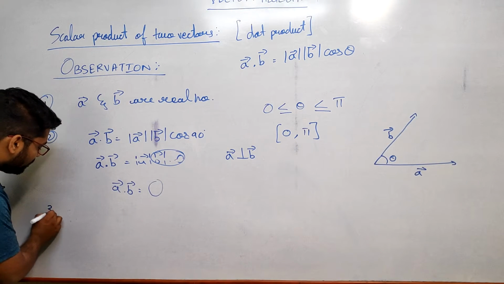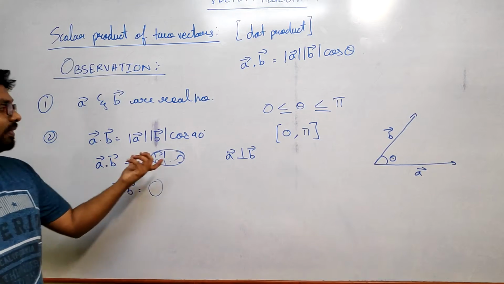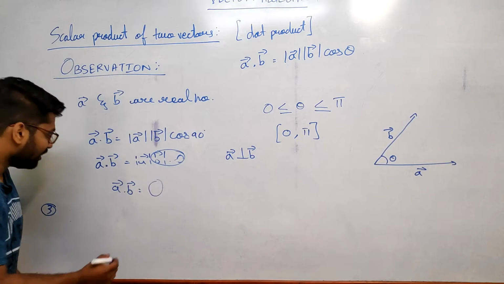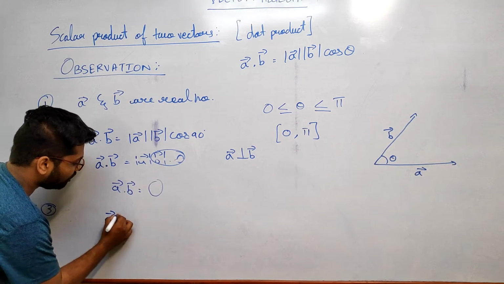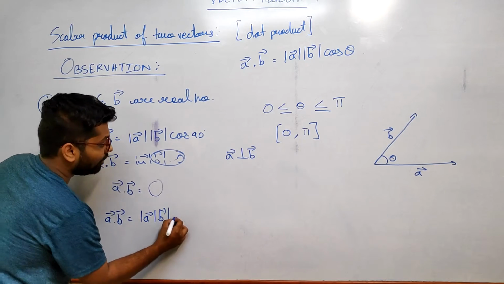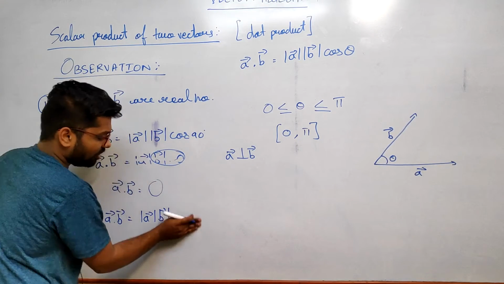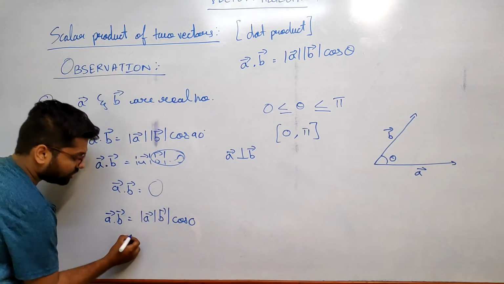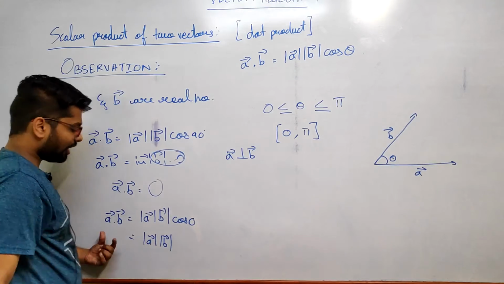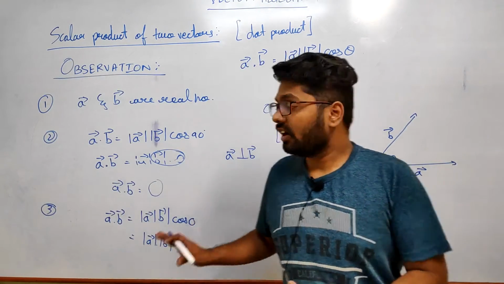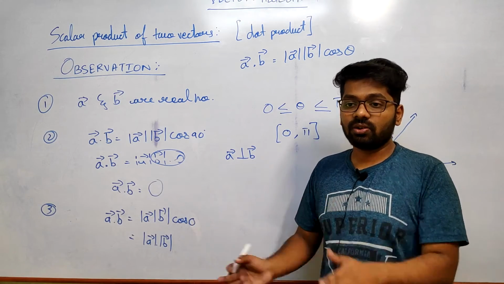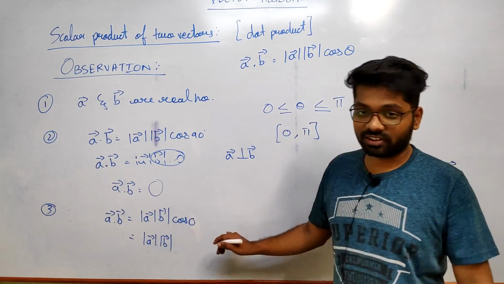So let us move on to the third observation. What if the theta is 0 degrees? We checked at 90 degrees, now we will check at 0. So therefore a bar dot b bar is equal to modulus of a bar modulus of b bar cos 0. Now tell me what is cos 0? Cos 0 is 1. So if the value stays the same, then the angle theta between the two vectors is 0 itself. The angle between the two vectors is 0.